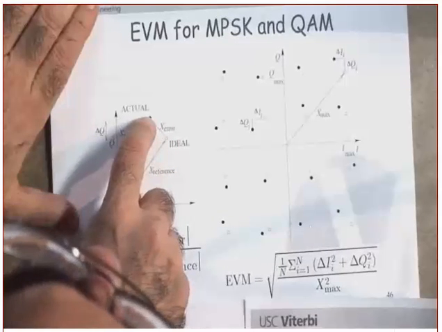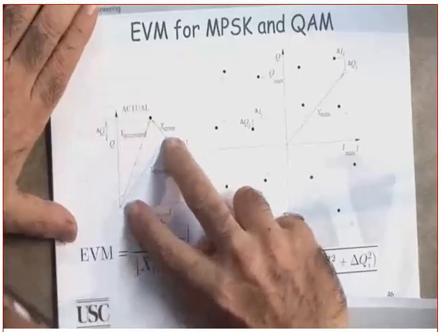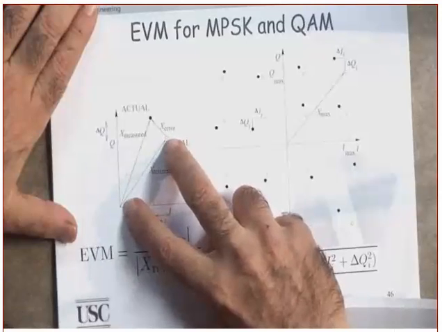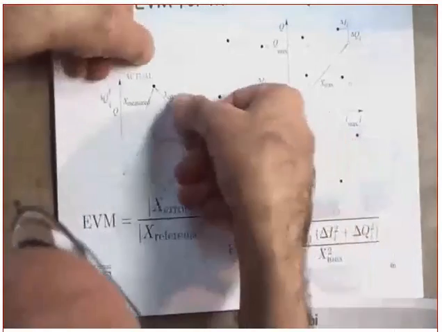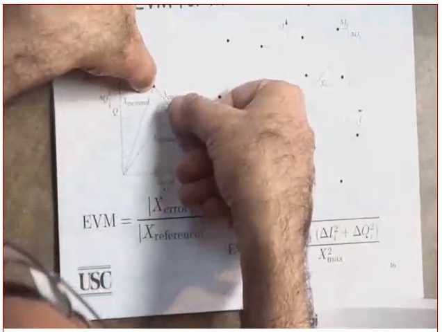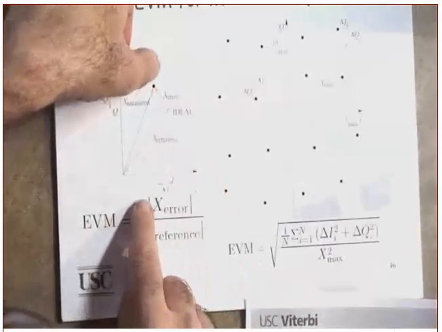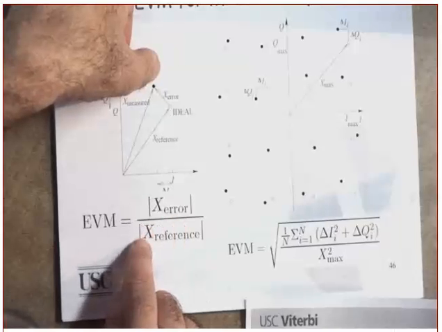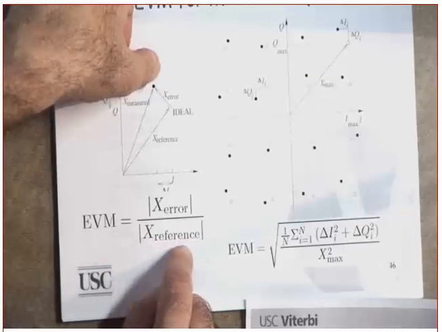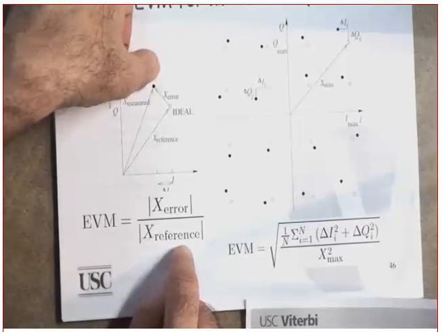This point. Yes? You measure this one, which is what? The ideal case. Yes? And then you measure what? You measure this one. And EVM is the ratio of the absolute value of X error divided by what? Absolute value of the reference. Did you get my point or not?